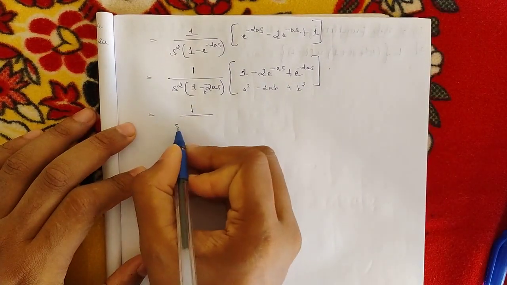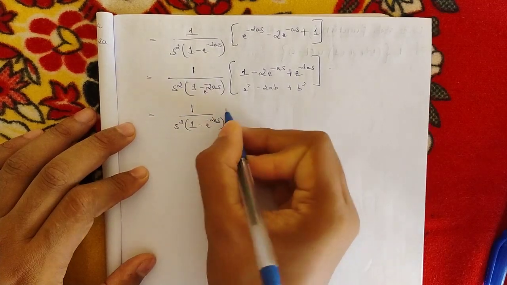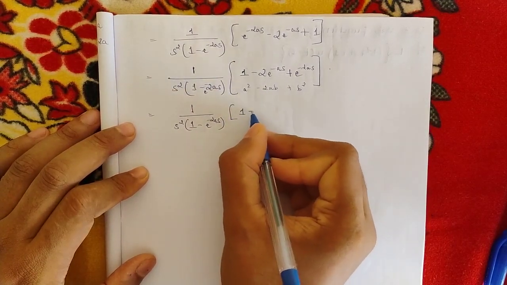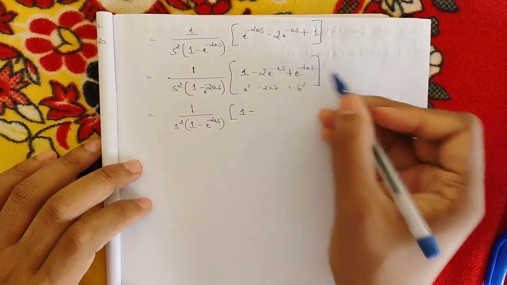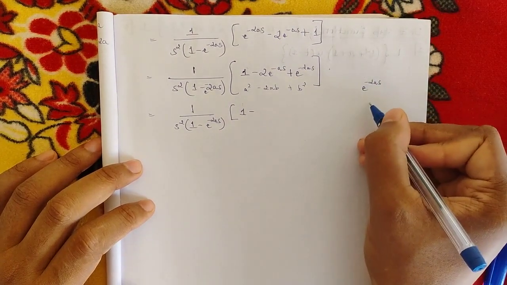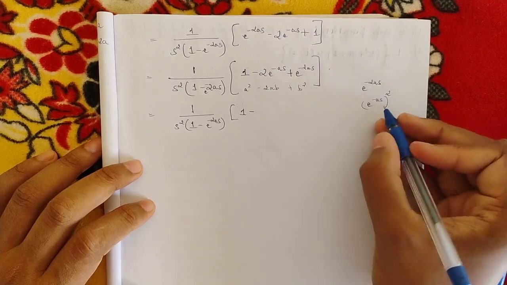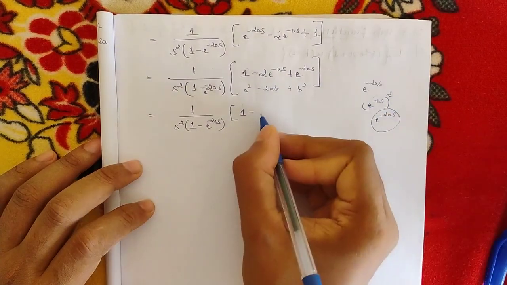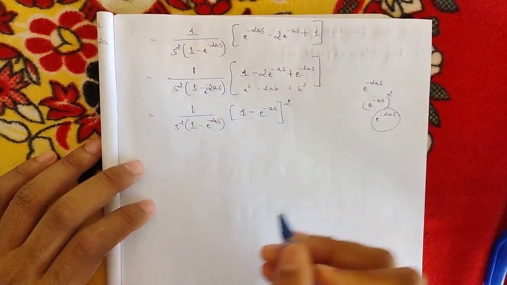So 1 divided by s square, 1 minus e to the power minus 2as. Here the value of a is 1, minus b. What is the value of b? Here we have b square, that is e to the power minus 2as. So this also can be written as e to the power minus as the whole square. If you do this, we would be getting e to the power minus 2as only. So this is our value of b, that is e to the power minus as. a minus b the whole square.